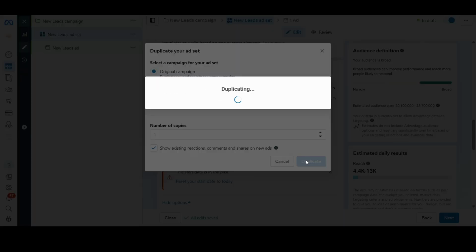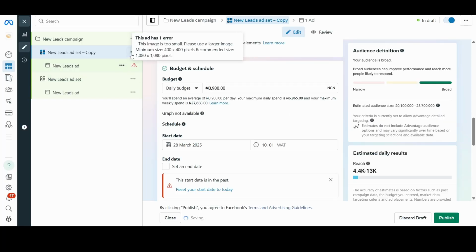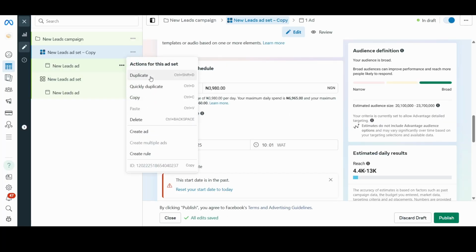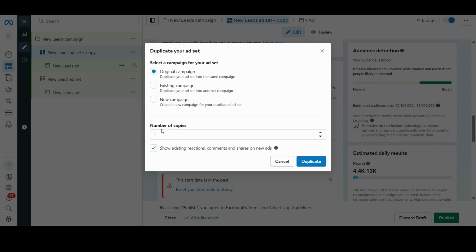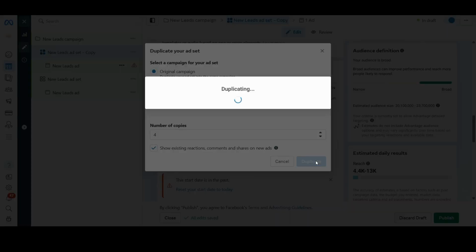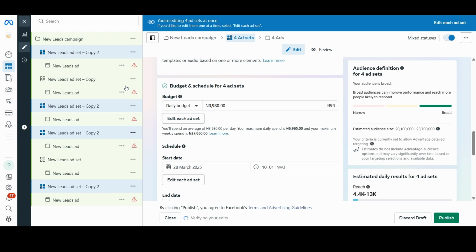Okay, so you can see that duplication happening. So I'm going to duplicate. You can duplicate as many as you want. Here you can see number of copies. If you want to make 5 copies, I already did 1, so I can just do 4 more. So there you go. So we forget about all the exclamation points. We're going to talk about those.